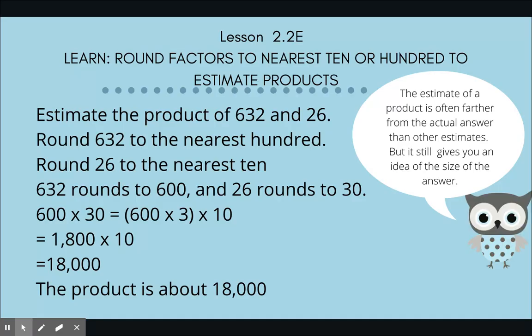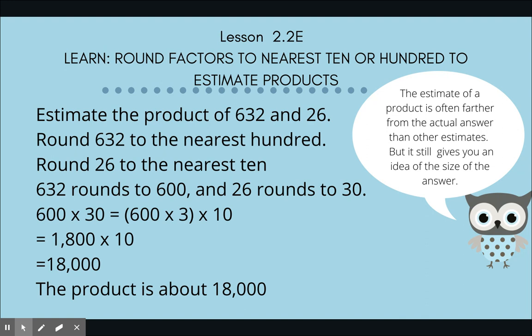Lesson 2.2e. We're learning how to round factors to the nearest 10 or 100 to estimate products. The estimate of a product is often farther from the actual answer than other estimates, but it still gives you an idea of the size of the answer.